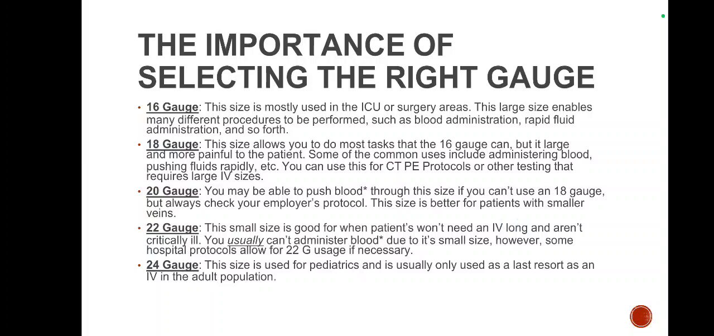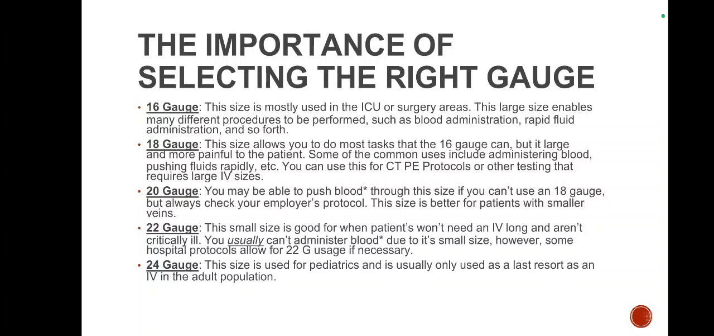So we have here different gauges and the reasons for them. The 16 gauge is usually or mostly used in ICU and surgery areas. This large size enables many different procedures to be performed, such as blood administration, rapid fluid administration, and so forth. For 18 gauge, this allows you to do most of the tasks that the 16 gauge can, but it is smaller and more painful to the patient.